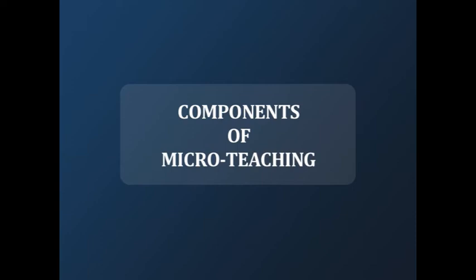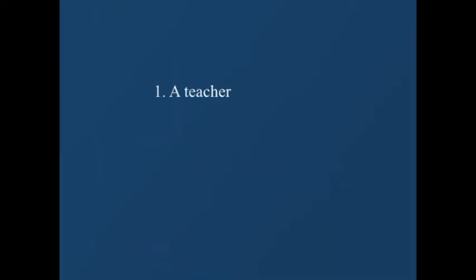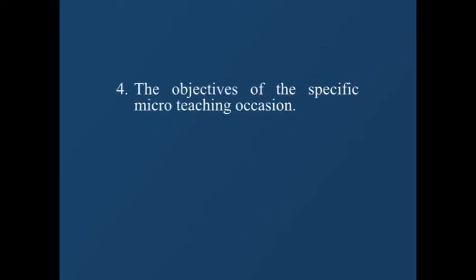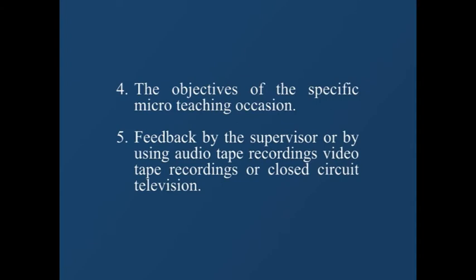There are some components of micro-teaching. They are number 1, a teacher. Number 2, the pupils, usually 5 to 7. Number 3, a brief lesson. Number 4, the objectives of the specific micro-teaching occasion. And number 5, feedback by the supervisor or by using audio tape recordings, videotape recordings or closed-circuit television.